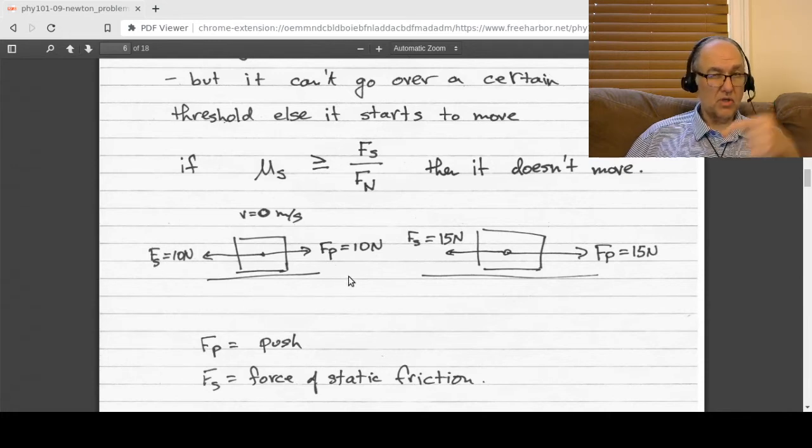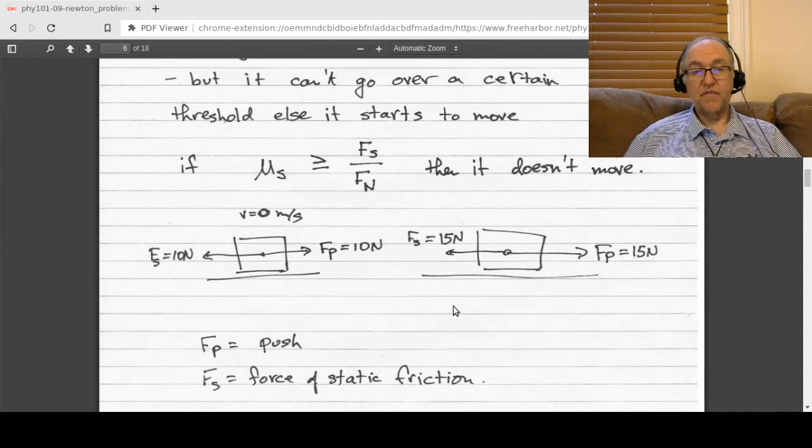Now, suppose I push a little harder. So now I push at 15 newtons. Well, if it's still not moving, if my push is 15 newtons, then guess what? The static friction must have grown to 15 newtons such that the two will cancel one another, okay? And you can imagine me doing this gradually. I start at 10 newtons. Static friction is 10 newtons. I push it up to 11 newtons. The static friction grows to 11 newtons. I push 12 newtons. Static friction grows to 12 newtons. I push up to 15 newtons. Static friction goes up to 15 newtons.